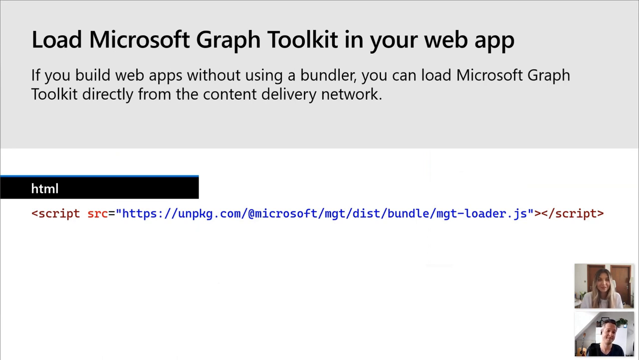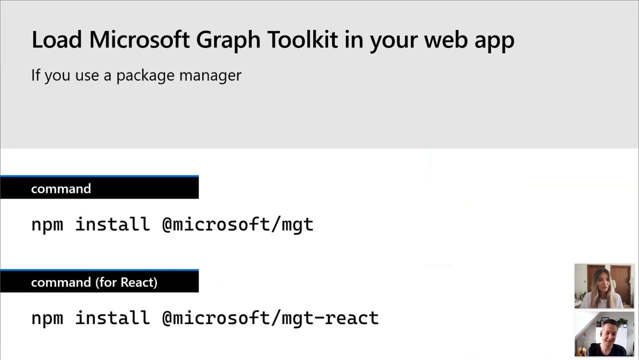Wow, this is incredible. So when I create an HTML file and just copy paste this single line of HTML, this will bring me all of the goodies from Microsoft Graph Toolkit, right? This is awesome. Absolutely. So just one line of script. What if I want to use a package manager? It's really popular in the JavaScript world, using, let's say, NPM. How can we load Microsoft Graph Toolkit stuff?